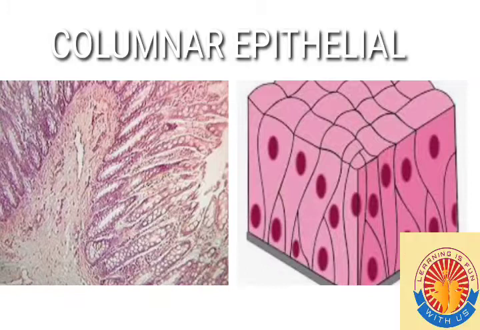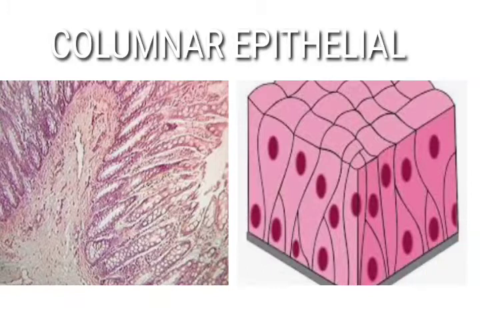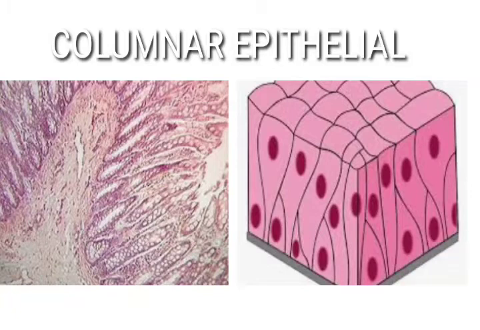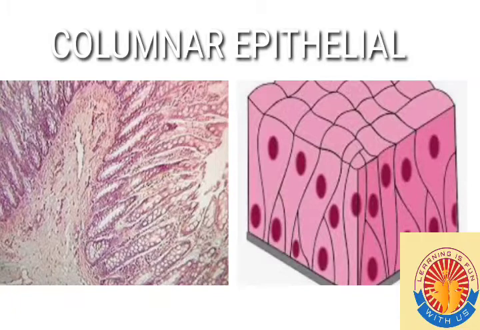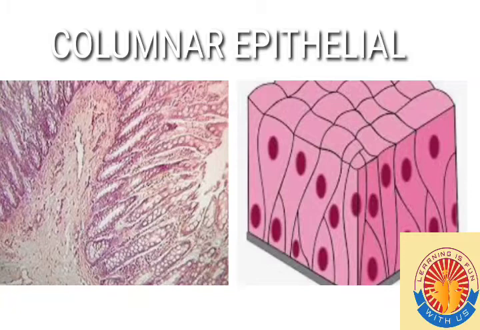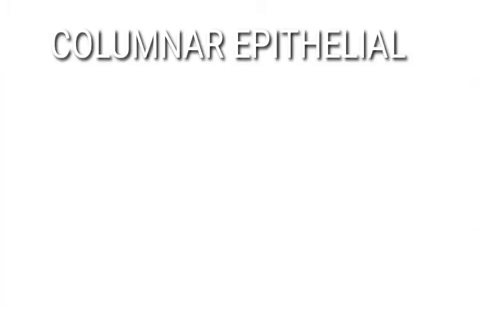Columnar epithelium. It is made up of tall pillar-like cells with elongated nuclei. It is usually found in the inner lining of the intestine, where absorption and secretion occur. It facilitates movement across the epithelial barrier.